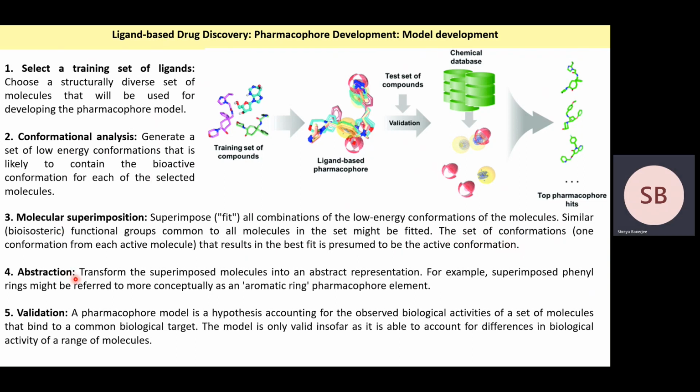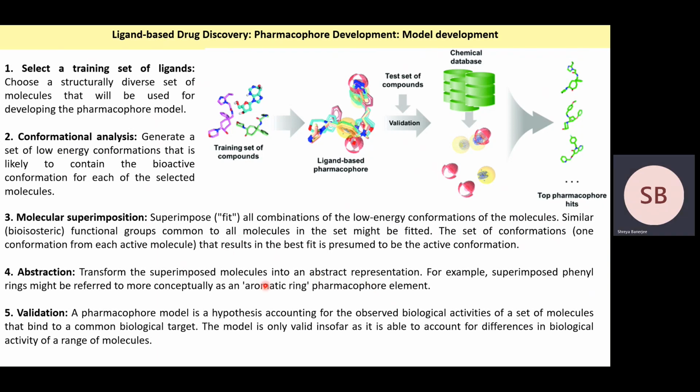The next step is abstraction. Here, the superimposed molecules are transformed into an abstract representation. For example, superimposed phenyl rings might be referred to more conceptually as an aromatic ring pharmacophore element.